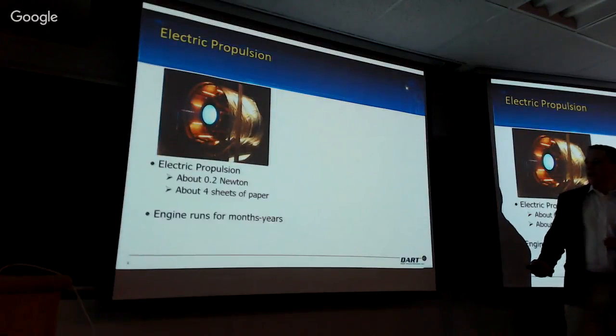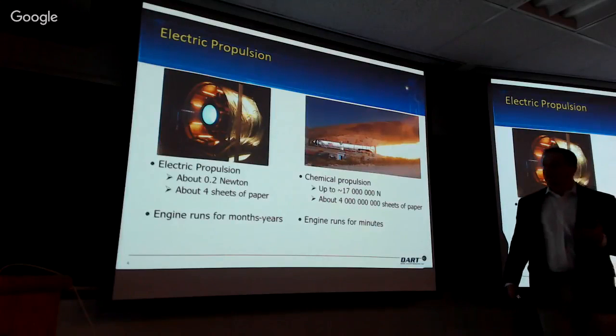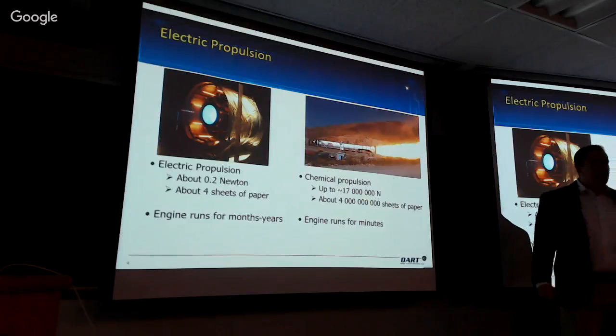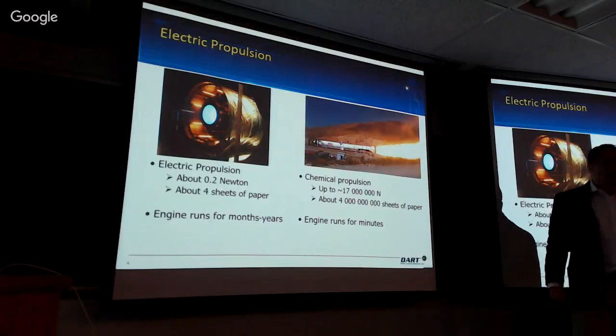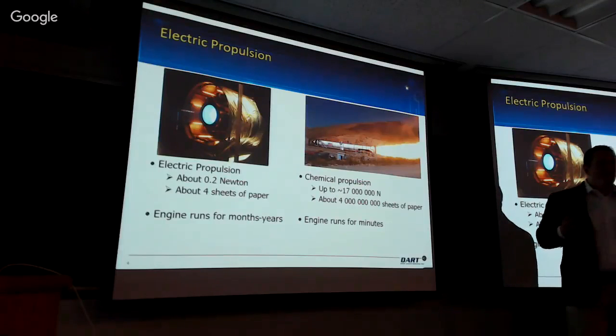And so just to get us on the same page, electric propulsion is producing about 4 sheets of paper worth of thrust. At least this one is. That's a 7 kilowatt thruster. So without going through all the physics of how it works, you take 7 kilowatts of power, which is a massive amount of power, and that's the payoff that you're getting.